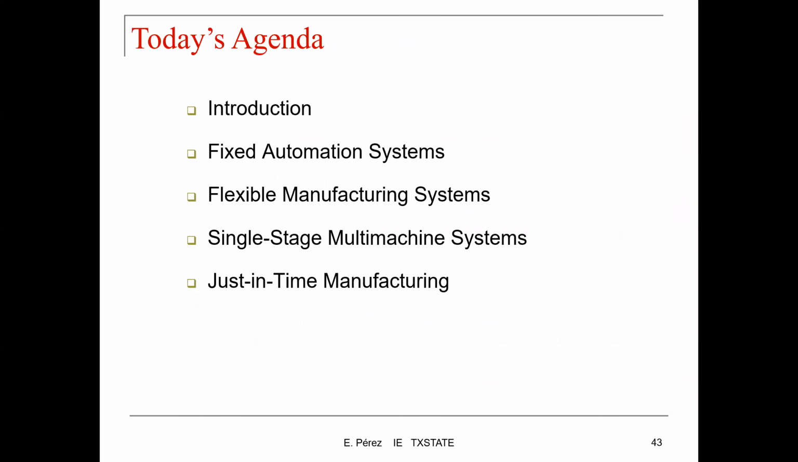And that's the last slide for this lecture. So in this lecture, we discussed the fixed automation systems. We discussed different types of manufacturing systems, including the fixed automation system, flexible manufacturing systems, the single-stage multi-machine systems, and just-in-time manufacturing.